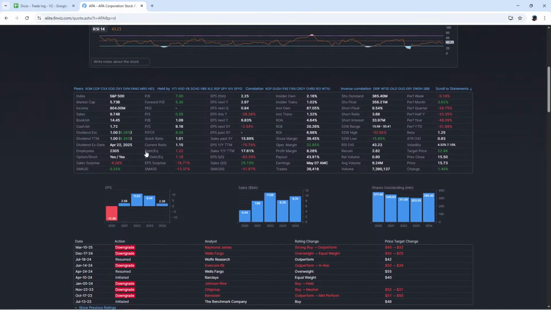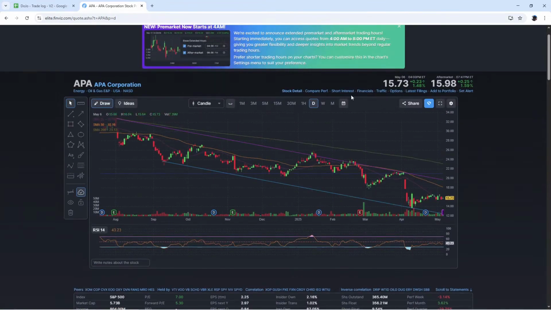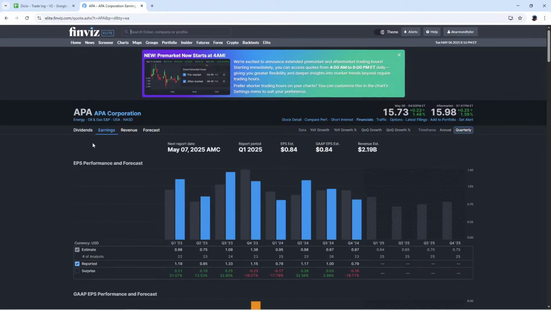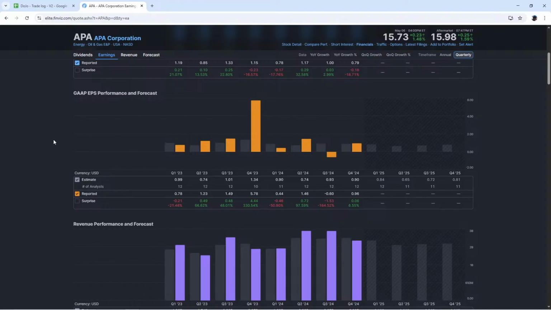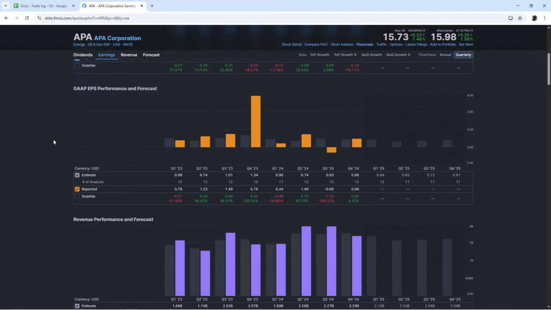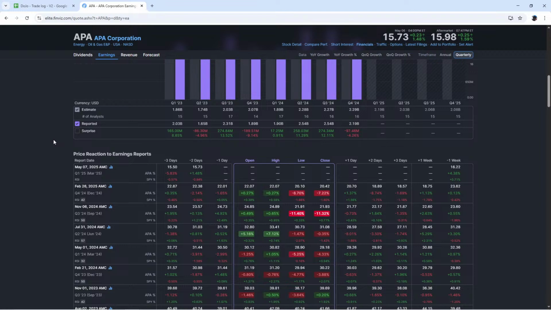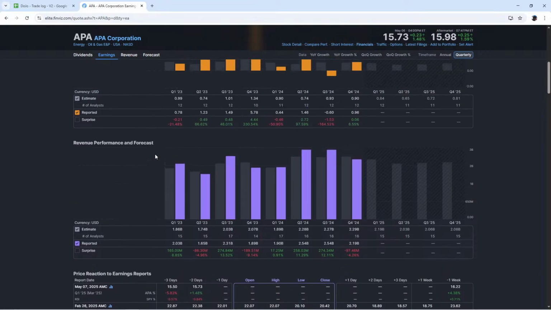When's their next earnings? Financials. May 7th. So they're going to report tomorrow, actually. Wow. Would you look at that? After market close. Tomorrow after market close.